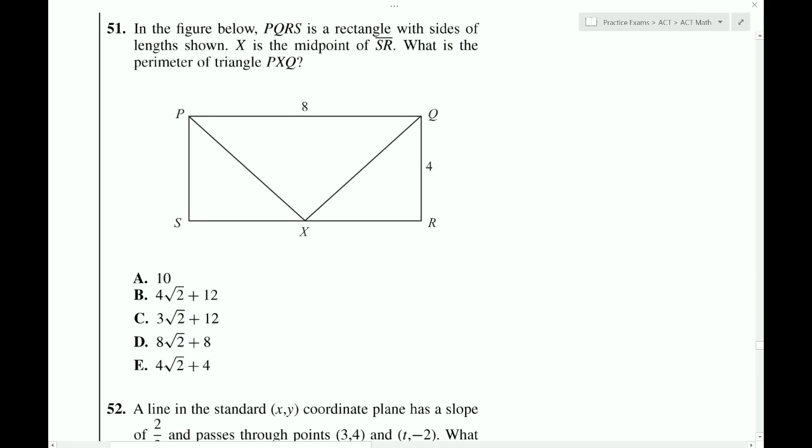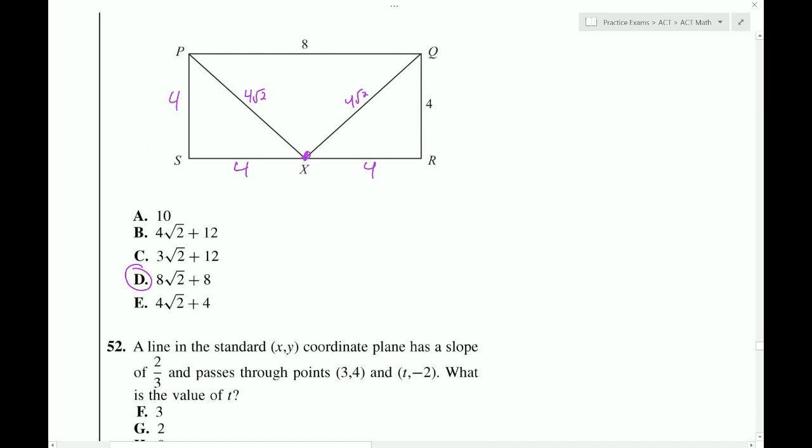Alright, what is the perimeter of triangle PXQ? PXQ. So that's this right here. Okay. Let's see. Well, we know a few things here, that x is the midpoint. So we know that this would be 4 and 4. Okay. So again, here we've got an isosceles right triangle, so we know that this would be 4 rad 2. Okay. Same thing here. 4 rad 2. So if we add these up, we get 8 rad 2 plus 8 for the perimeter of that triangle.